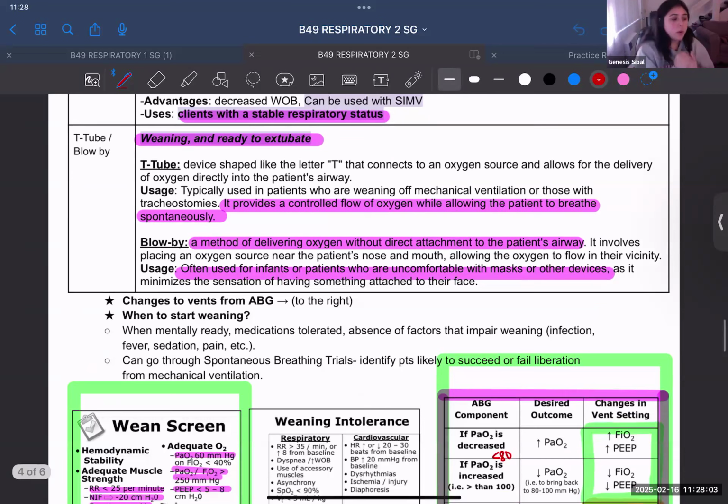And then a T-tube blow by, you don't even need to know this, but basically it helps in clinic, I guess, for weaning. Ready to extubate, put them on a T-tube.